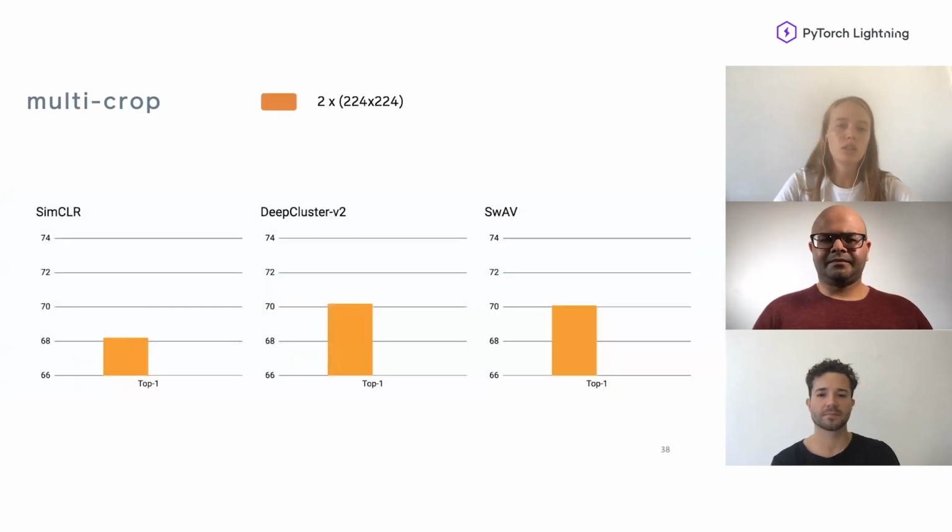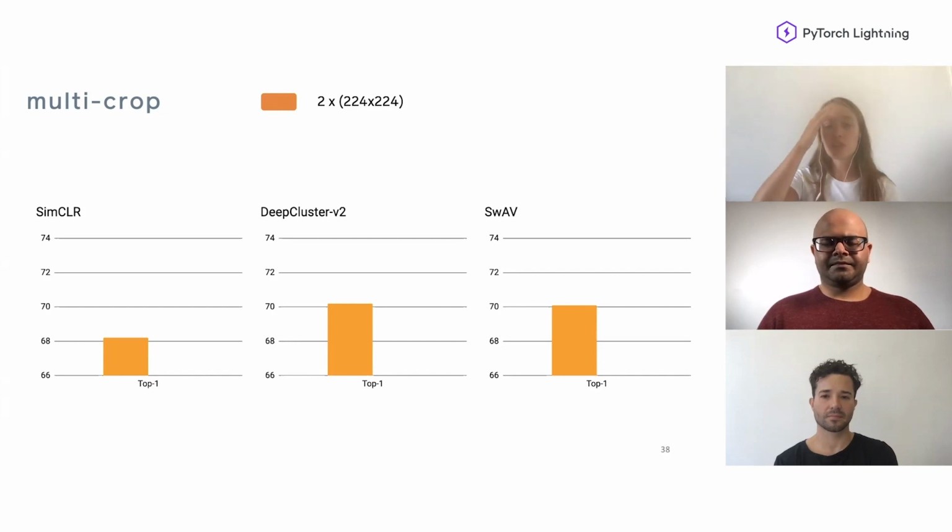And here are some results with multi-crop. As it's orthogonal to the loss, you can apply it to different self-supervised approaches. Here we look at the performance of using only 224 by 224 crops on SimCLR, DeepCluster V2, and SwAV.